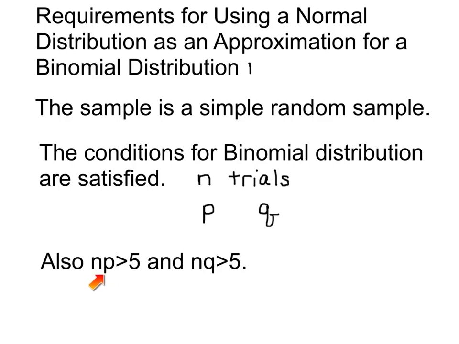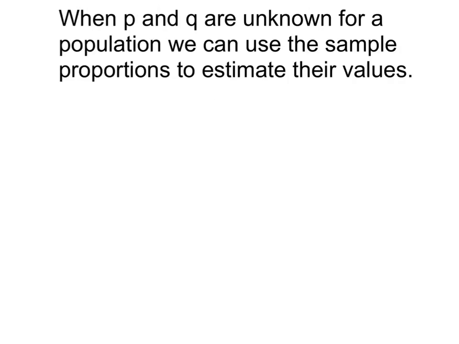Also, NP, which is the number of trials times the probability of success, must be greater than or equal to 5, and NQ, which is the number of trials times the probability of failure, must also be greater than or equal to 5. When P, the probability for success, and Q, the probability for failure, are unknown for a population, we use the sample proportions to estimate the values of P and Q.